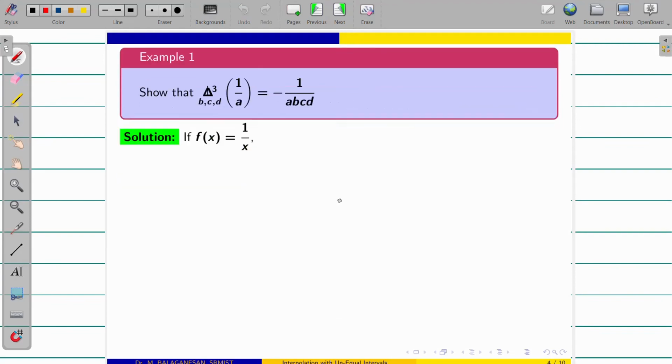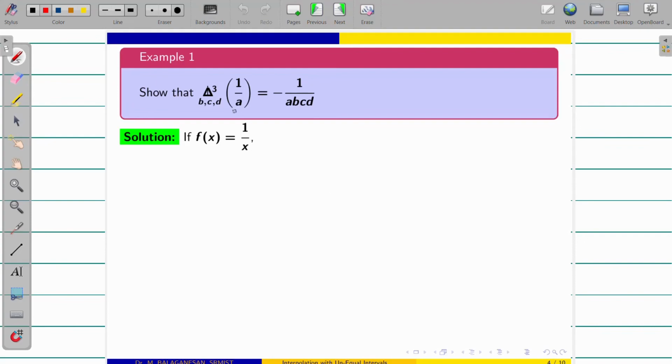We have one example here using the divided difference concept. We will also solve such kinds of problems. We have to prove the third difference. The third difference is for four arguments, a, b, c, d. Totally, third difference means four arguments. First difference has two arguments, second order divided difference has three arguments, and third order means one argument higher.